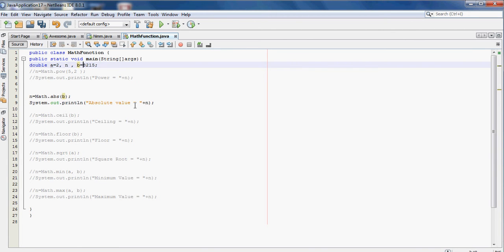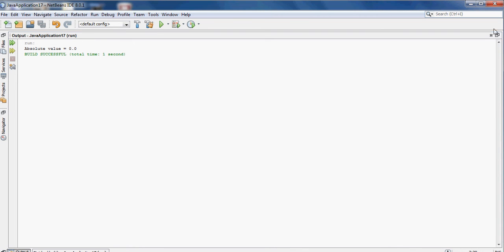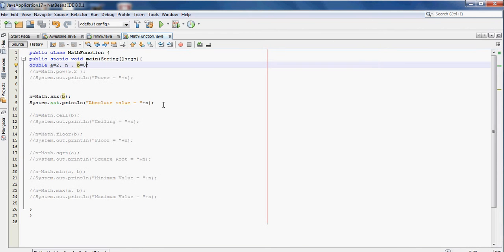It does not make any change if it's a positive value. What happens if b is equal to 0? Let's check it out. Here comes 0. So I think your doubts are clear. So let's go for the next one.